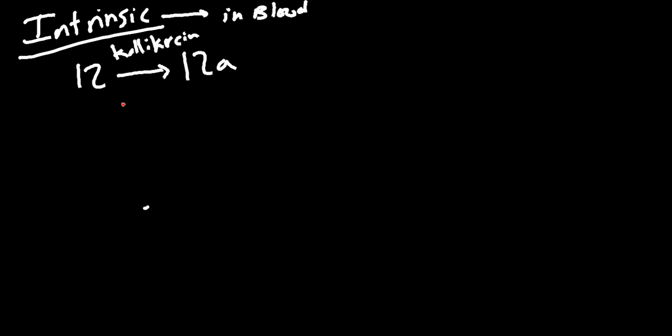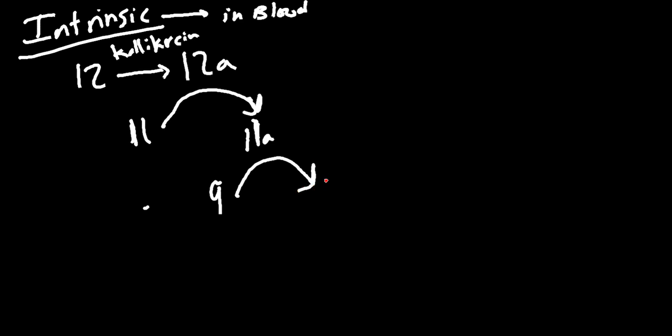So we've got factor 12, and it's going to be inactive. It'll get converted to its active form by kallikrein. So like I said, this active 12 can cleave a whole bunch of 11s into their 11A active form. So this one molecule of 12A will cleave multiple inactive factor 11s into their active forms, and then this factor 11 will eventually activate factor 9 into its 9A. Great. So 9A is going to be the last modality of our intrinsic factor pathway.